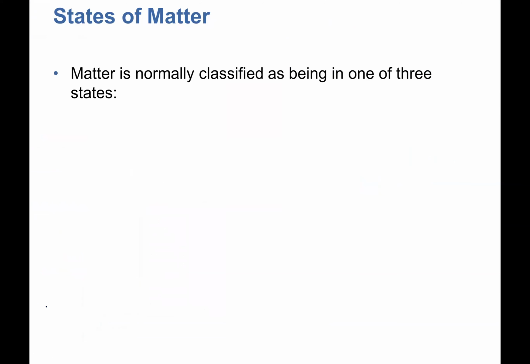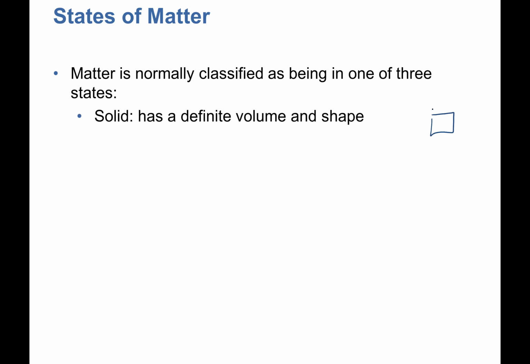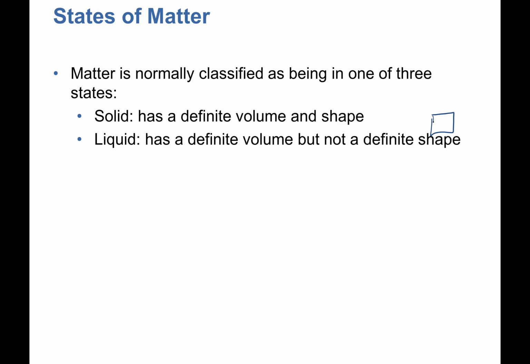So let's talk about what a fluid is. One of the things we know, and we already mentioned that earlier in the first few chapters, is that matter can normally be classified in three states or three phases. So we have solid, which has a definite volume and shape, let's say an ice cube, for example, or a box, right? Then we can have a liquid, which has a definite volume but not a definite shape, like water.